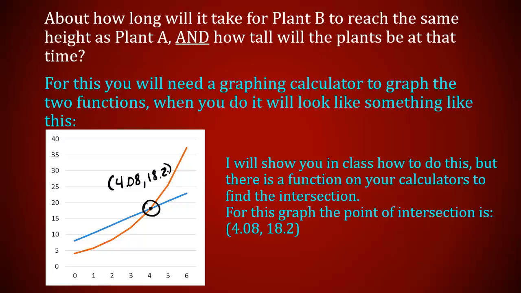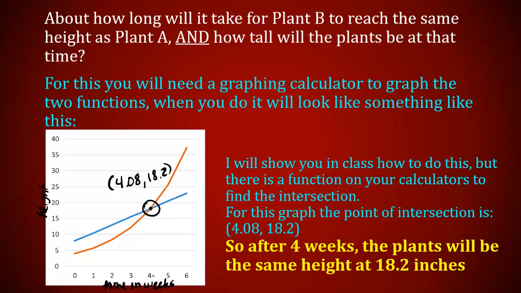And so that means, because this over here, this is the height of the plant, and this is the time in weeks. All right, so that means, now if this is our x value, that means after 4.08 weeks, we should be specific, the plants are going to be the same height at 18.2 inches, okay?